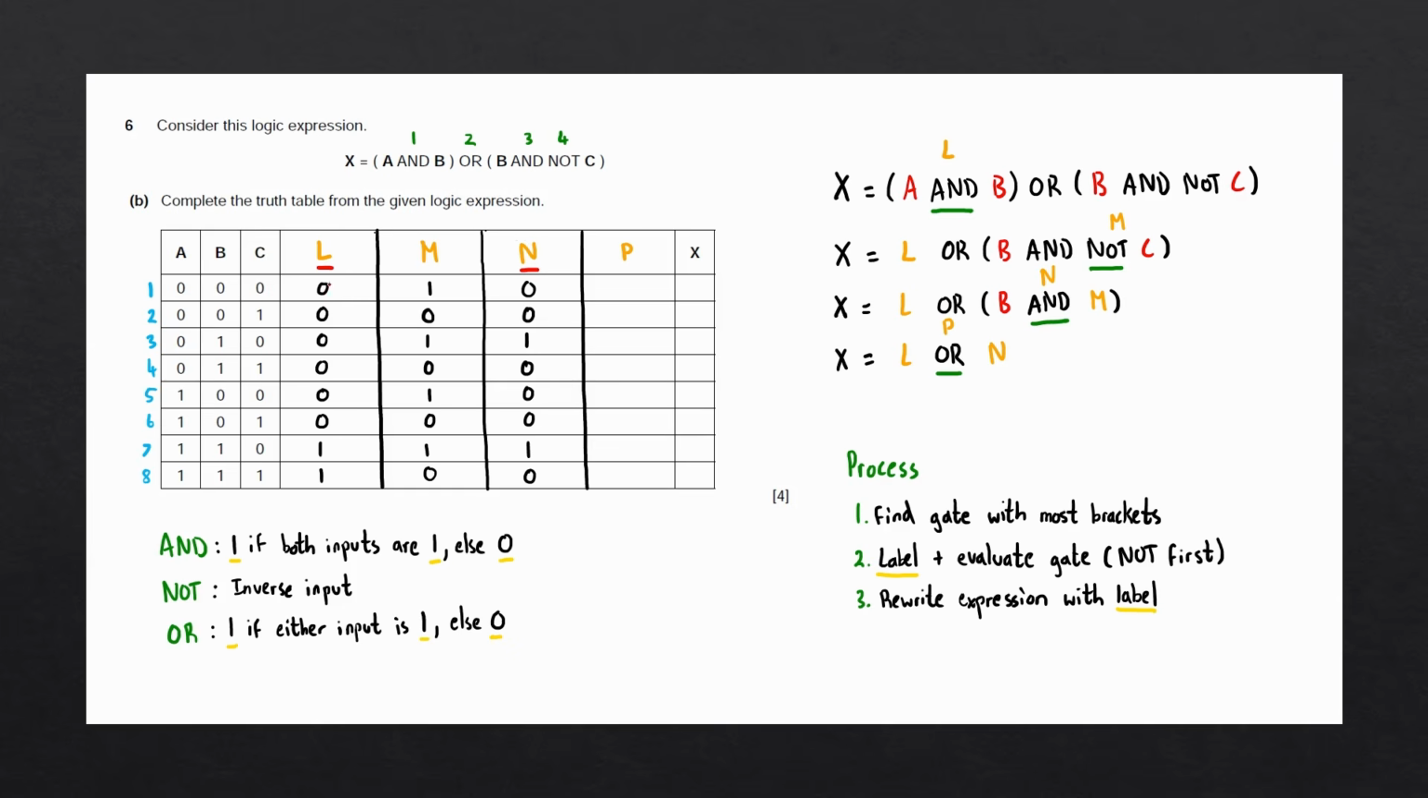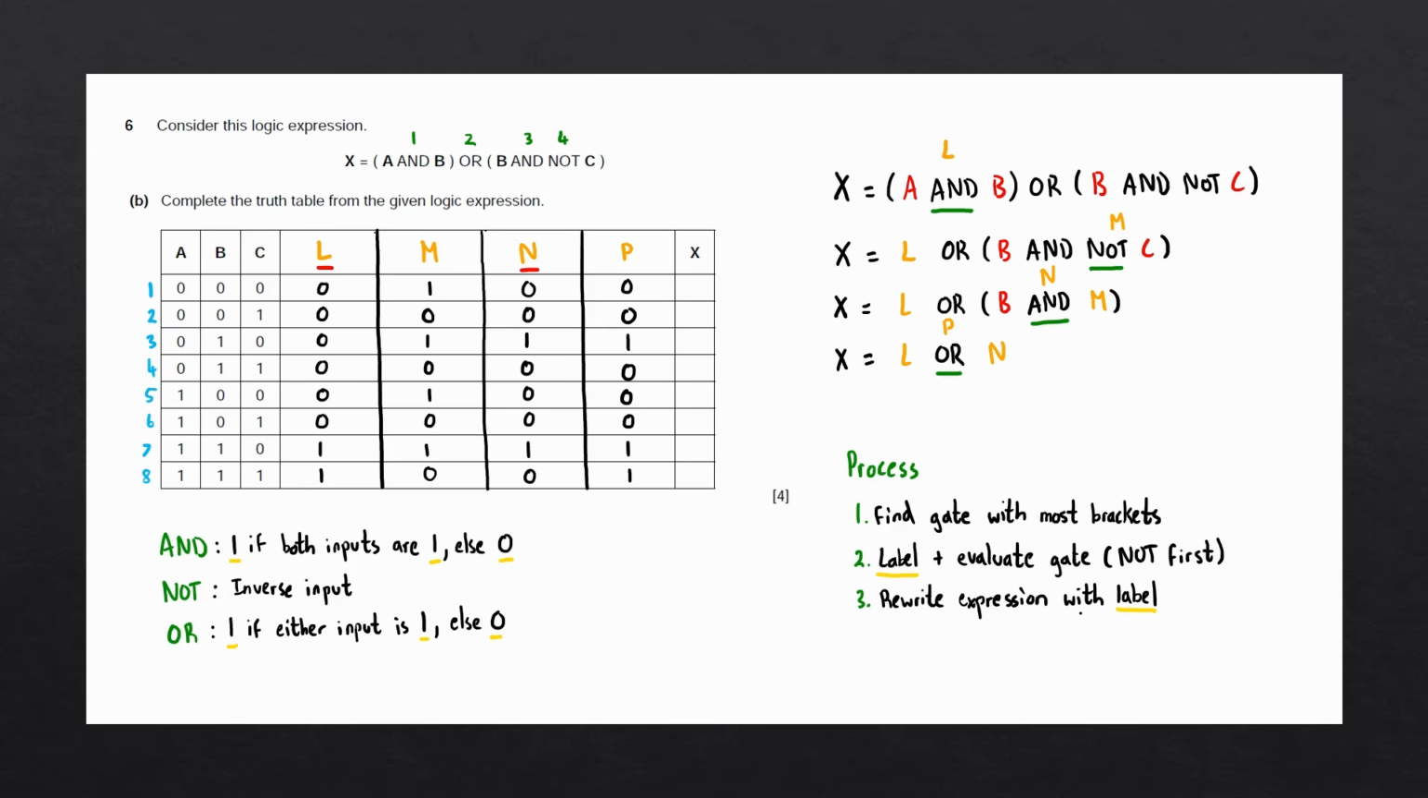Starting with row 1, we have L is 0 and N is 0, so this doesn't follow the rule, meaning the output is going to be 0. For the second row, we have the same case, 0 and 0, which gives us 0. For the third row, L is 0, but N is 1, which does follow the rule since at least one of the inputs is 1. So the output will be 1. For the fourth row, we have 0 and 0, which gives 0. The fifth row is the same, and the sixth row is also the same. For the seventh row, both inputs are 1, so the output is 1. And the eighth row, at least one input is 1, so the output will be 1.